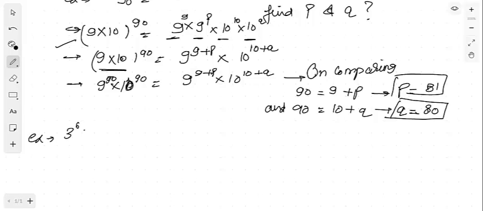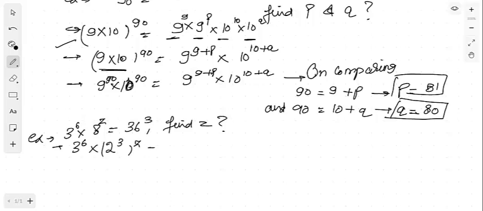Let it be 3 to the power 6 into 8 to the power z, and this is equal to 36 to the power 3, and you have been asked to find the value of z. Okay, and how can you solve this? 3 to the power 6 into 8 can be written as 2 to the power 3 to the power z, and 36 can be written as 2 to the power 2, which is 4, into 3 to the power 2, which is 9. So 9 into 4 is 36. Okay, then it can be written as 36 to the power 3.